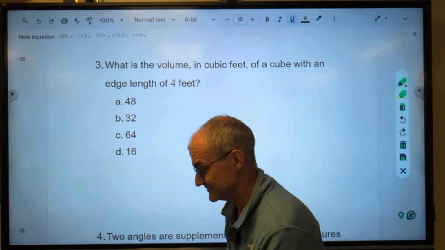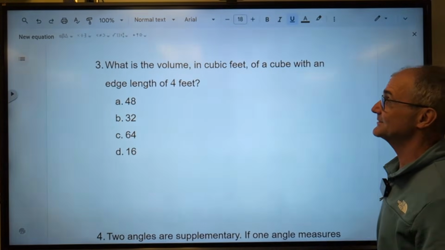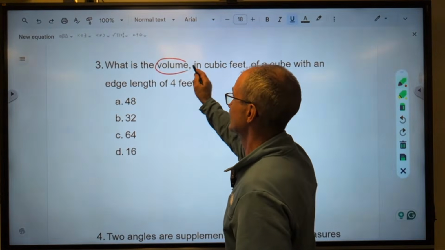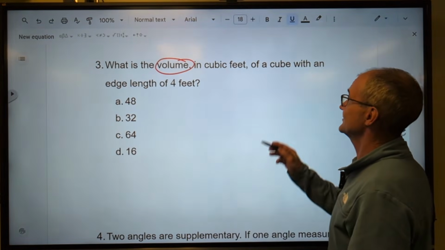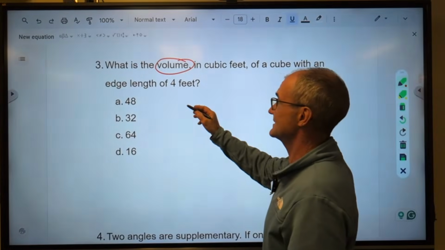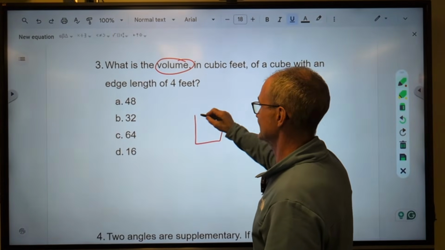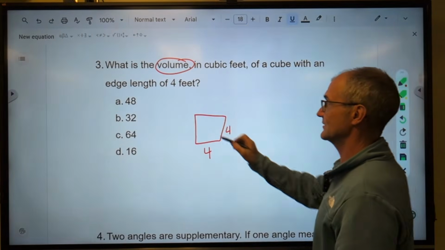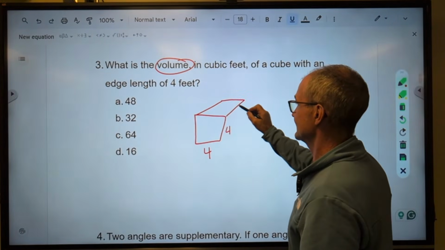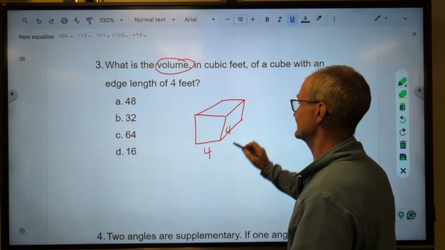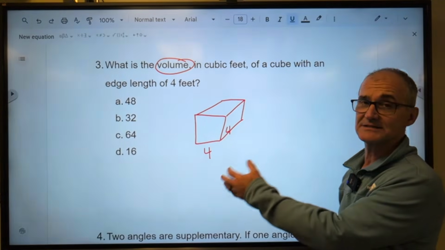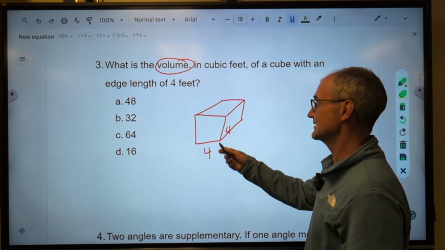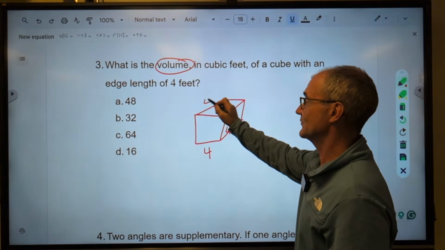Okay, so let's go ahead. Hopefully everybody did this on their paper. What is the volume? So that's step 2. What are we looking for? We're looking for volume in cubic feet of a cube with a side of 4 feet. So a cube is a square base, 4 by 4, and then a depth, the same thing. It's actually as much of a vocab problem as it is anything else. You need to know what a cube is. So this is 4 by 4 by 4 deep.